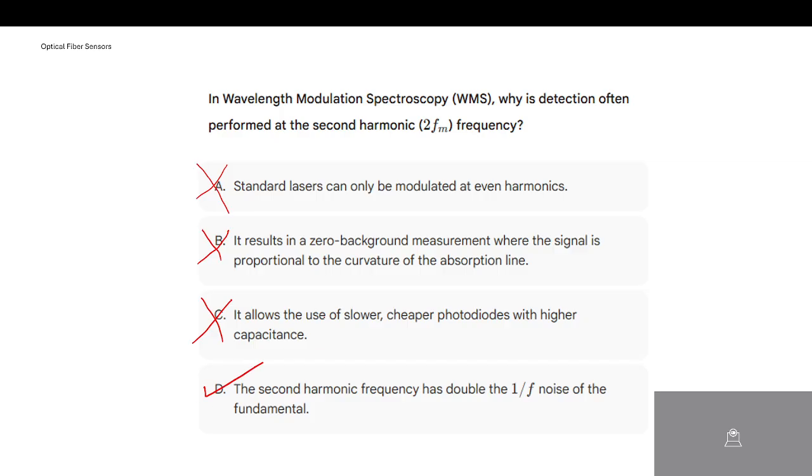Option C says it allows the use of slower, cheaper photodiode with higher capacitance. It's not like that. The option D, the second harmonic frequency has double the 1 by f noise of the fundamental. So that is important for that.